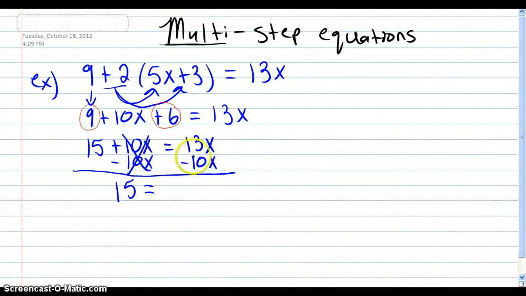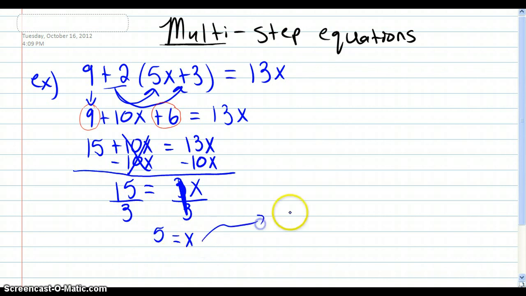Think of it like this. 13 minus 10 is 3. Bring down your x. So 3x. Now, remember in the previous question, 3 times x, divide by 3, divide by 3. That's a big 1. So this is just x equals 15 divided by 3 is 5. 5 equals x. Or x equals 5. Same thing, 5 equals x, x equals 5.